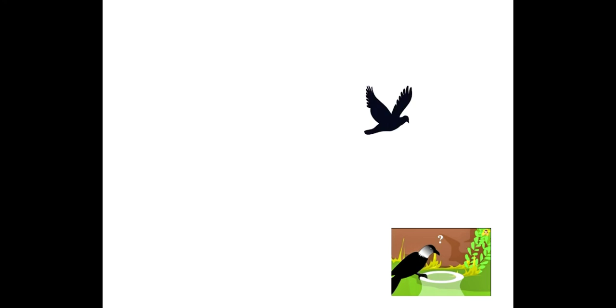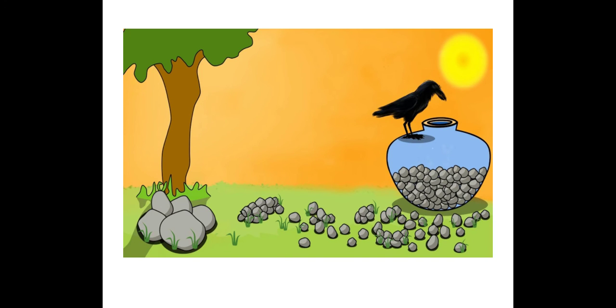It finds a pot that has only a very little amount of water. The crow is flying and searching for water, and it found a pot with only a little water. Then it got an idea how to drink the water. Can it drink the water? No, the crow's body is very big. It cannot enter into the pot. How to drink the little amount of water in the pot? So it thinks and gets an idea.